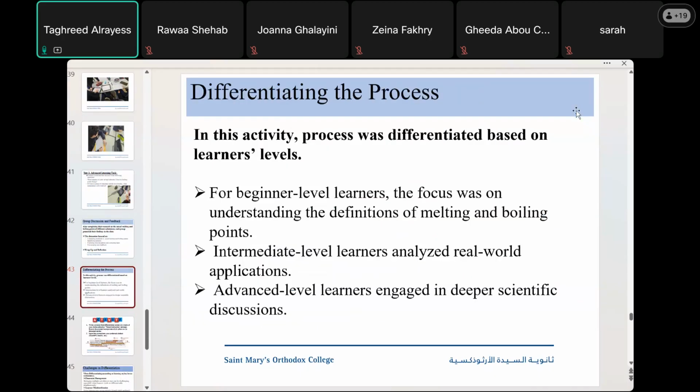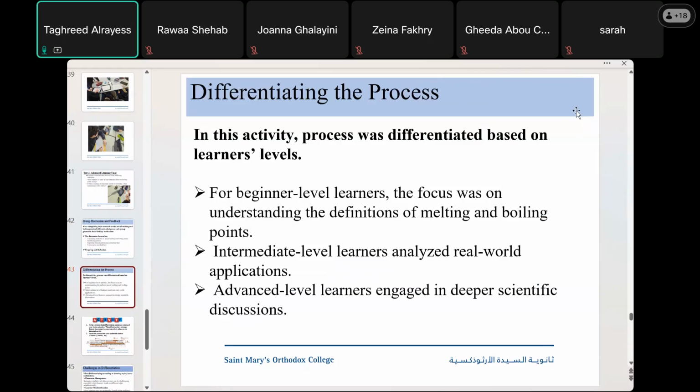In this activity, the process of learning was differentiated based on my learners' levels. So to wrap up, for the beginner level learners, the focus was on them understanding the definitions of melting point and boiling point. For the intermediate level learners, the focus was on analyzing real-world contexts or applications. And for the advanced level learners, the focus was on engaging them in deeper scientific discussions.